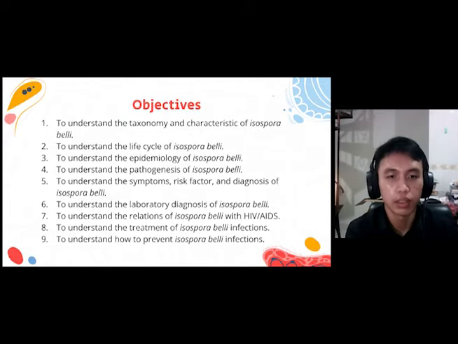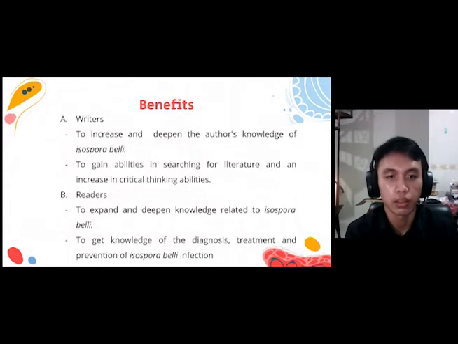Next, the benefits of this paper for writers are to increase and deepen the author's knowledge of Isospora belli and to gain abilities in searching for literature and an increase in critical thinking abilities. And the benefits for readers are to expand and deepen knowledge related to Isospora belli and to get knowledge of the diagnosis, treatment, and prevention of Isospora belli infection.